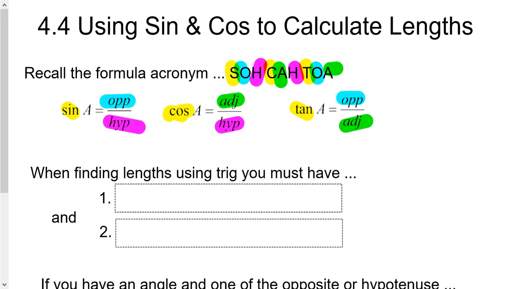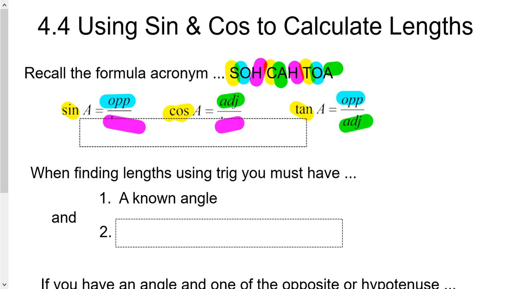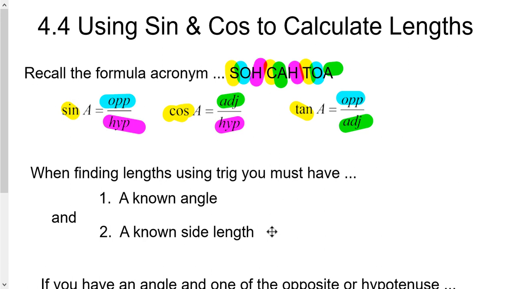So when we're finding side lengths, either the opposite or the adjacent or the hypotenuse one at a time, we must have a known angle. We have to know an angle, or else we'll have too many unknowns. And then we have to know a side length, and what side length we do know helps us determine which ratio we're going to use.